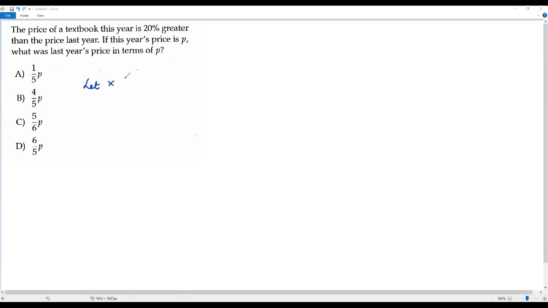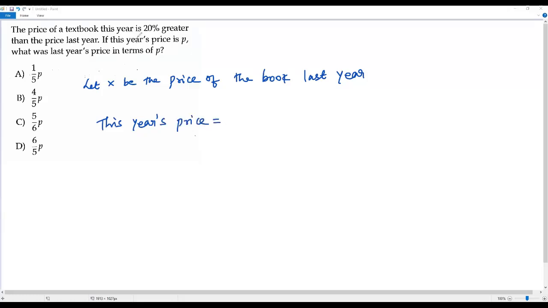So we can assume let X be the price of the book last year. Okay, so now our aim is to find the value of X in terms of P. So this year's price equals to what? 20% greater than the price last year. 20% greater means we have to add 20 to 100 percentage of last year's price.